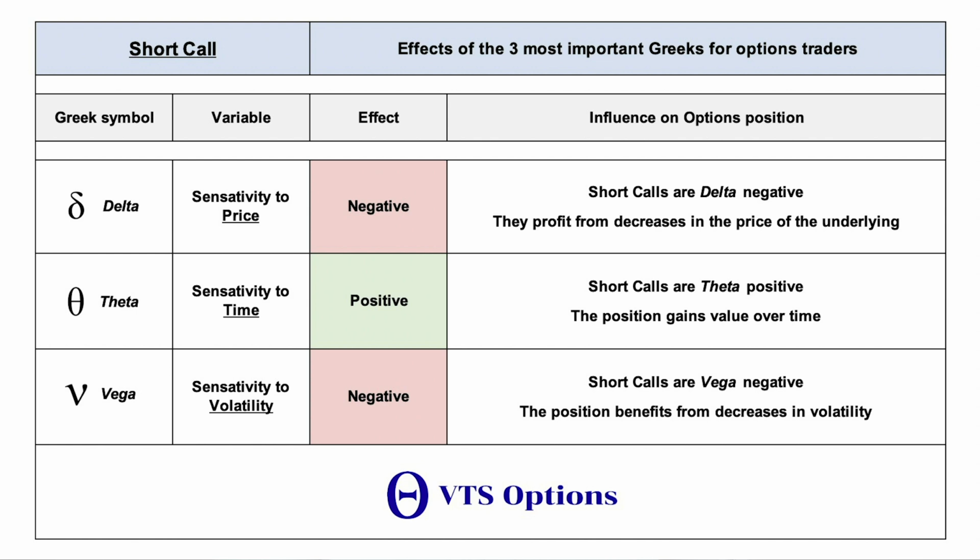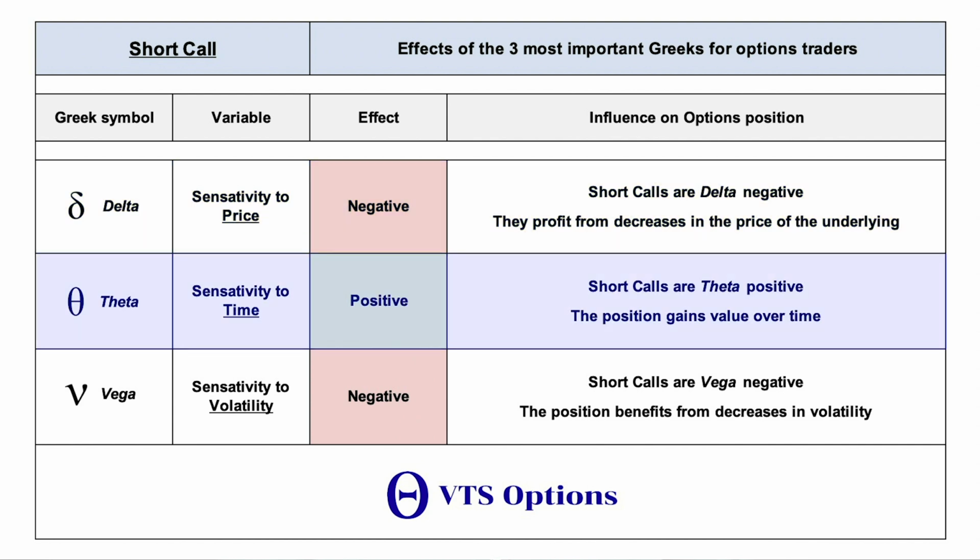The option Greeks are statistical values that provide us a way to measure the sensitivity of an option's value with respect to other factors. And in our day-to-day trading, we really only need to focus on 3 of these. Delta is the option sensitivity to price. Short calls are delta negative, meaning they profit from decreases in the price of the underlying. It's a bearish trade. We want the underlying to go down, so it's delta negative.